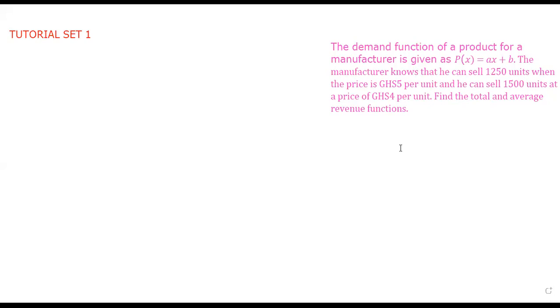I finished. So, okay. The demand function of a product for a manufacturer is given as P of X is equal to AX plus B. The manufacturer knows that he can sell 1,250 units when the price is 5 cedis per unit, and he can sell 1,500 units at a price of 4 cedis per unit. Find the total and average revenue function.